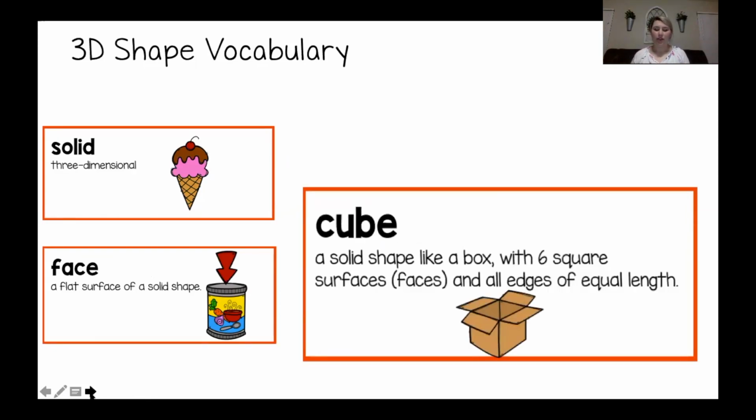And then a cube. A cube is a solid shape like a box with 6 square surfaces or faces. So another word for a face is a surface, and all edges of equal length. So here I have a box or a cube, and all the faces on it are the same size, and there are 6 faces on my box, and all of the edges are equal length.